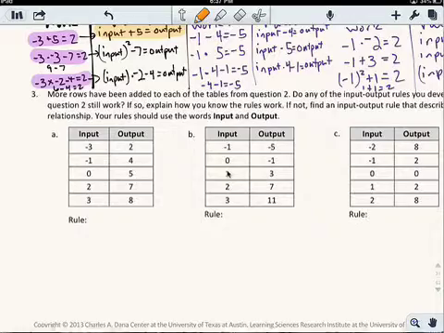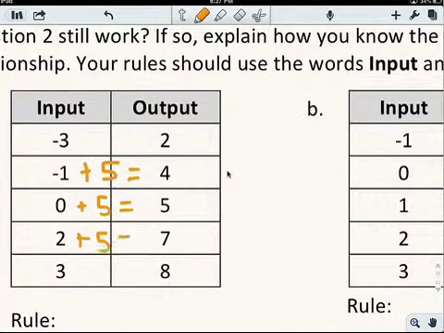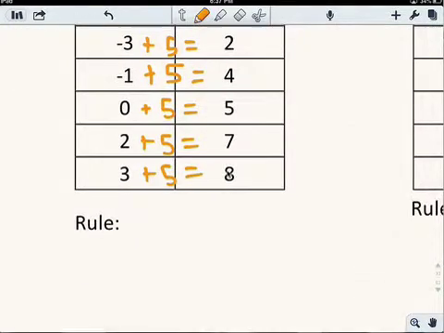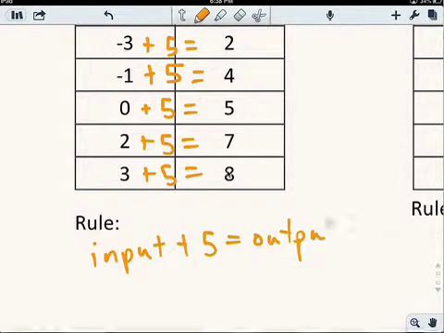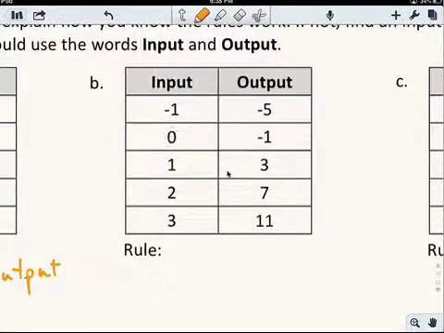So it should be plus 5, and that does equal 4. 0 plus 5 equals 5. 2 plus 5 equals 7. 3 plus 5 equals 8, and it looks like I'm in the money here. So my first rule that I guessed is totally right. It is input plus 5 equals output, because it works for every row in the table. And so if it's going to be a rule, it has to work for every row in the table.